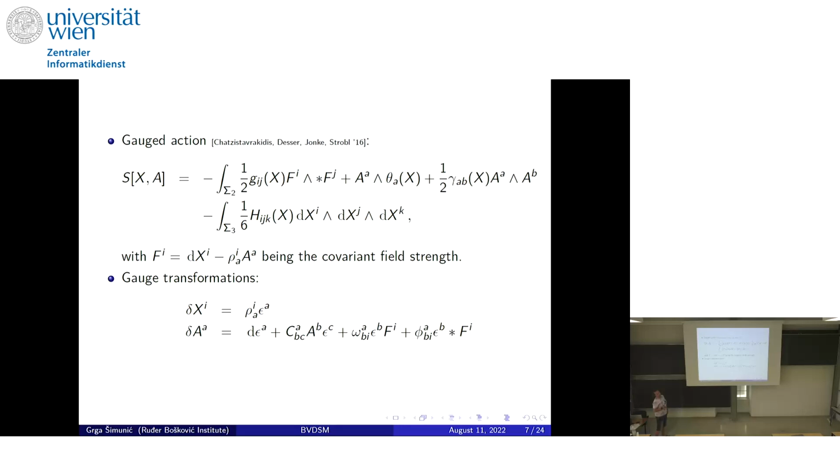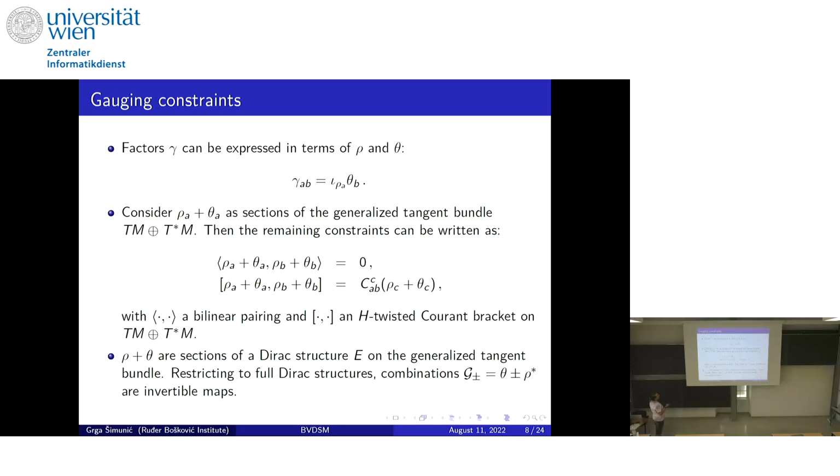And then we look at the gauging constraints and conditions. So the first constraint that turns out is that gamma is completely determined by both rho and thetas. So gamma AB is iota rho A theta B.